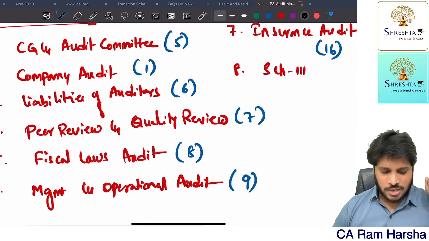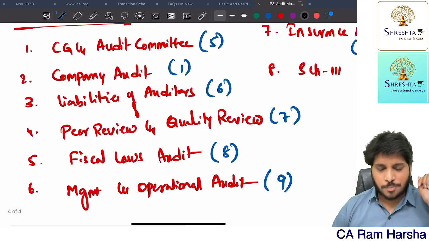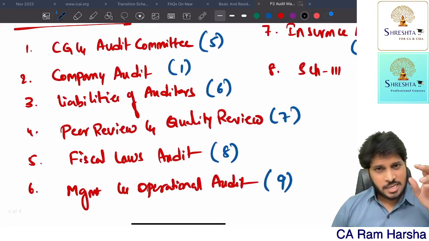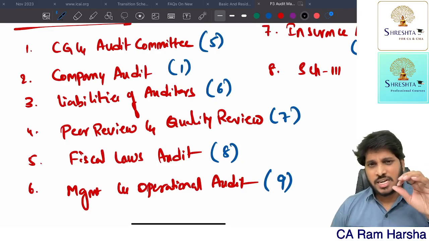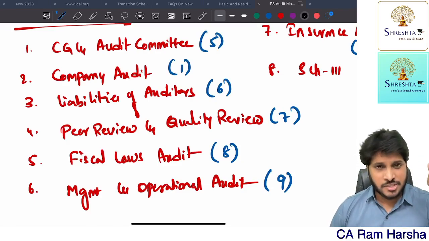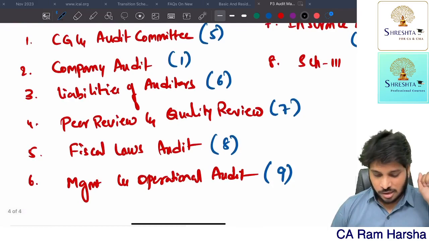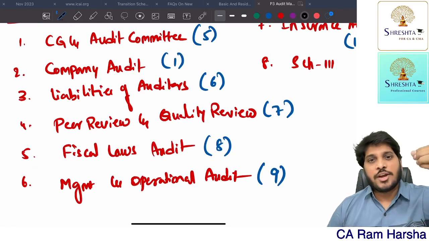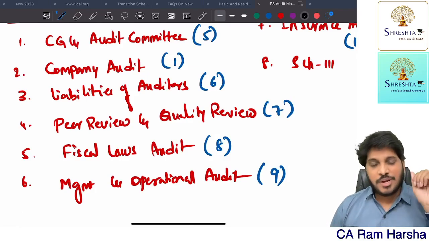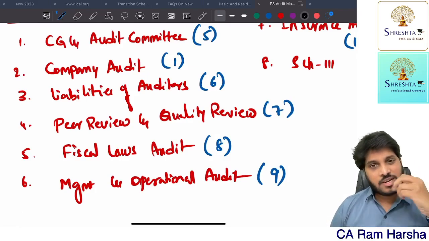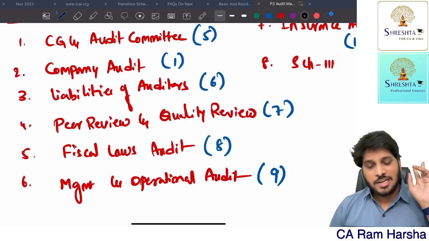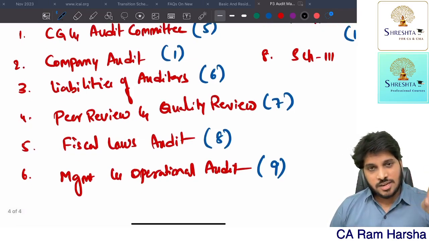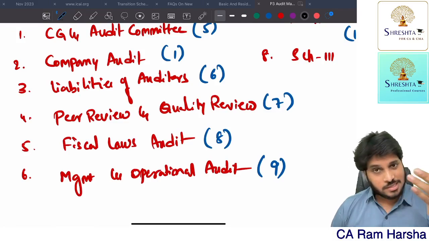Earlier, suppose there is a topic like corporate governance and audit committee. In CA final audit, generally every faculty, not only me, discusses only the audit committee topic, and corporate governance is anyhow covered as part of law. So to avoid duplication, they deleted it. Company audit, the provisions of the Companies Act, were dealt with in CA inter law itself, so they deleted it. Liabilities of auditor, which is nothing but punishments to auditors under various laws and regulations, income tax law, GST law, Companies Act: deleted.